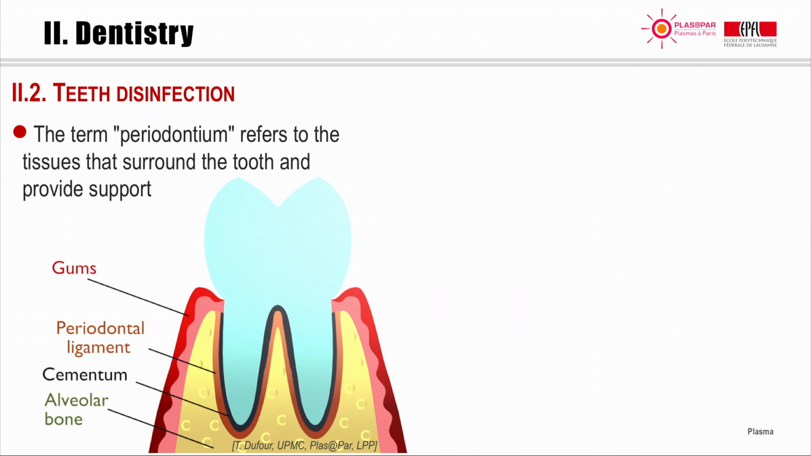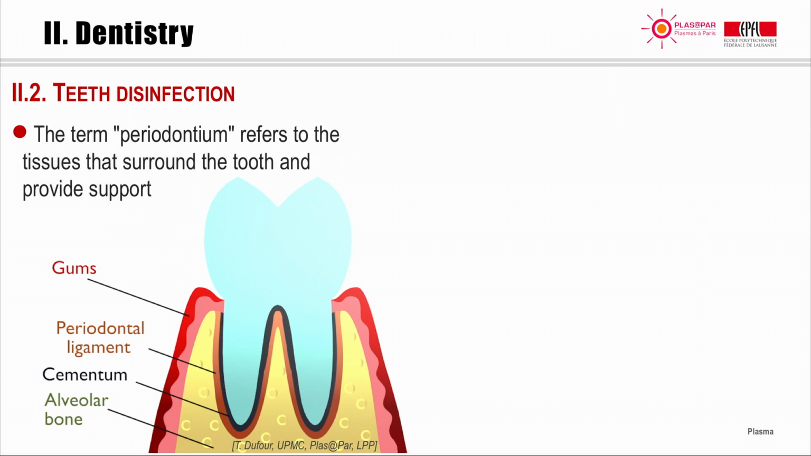The periodontium corresponds to the tissues that surround the teeth and provide support. First, we have the alveolar bone, which corresponds to the foundation of the tooth that ensures its stability during mastication. Then the periodontal ligament, which is a set of fibers that attach the tooth to the alveolar bone. The cementum, which is a film covering the root in which the fibers of the ligament are inserted, and the gums or gingiva, which constitute the skin of the mouth that protect the alveolar bone.